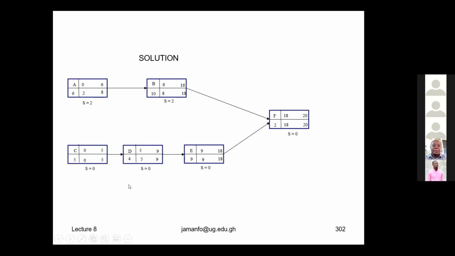Class, have I lost you? Can you hear me? So if we have 18, and we need to crash an activity which is common to both paths, which activity is common to both paths?